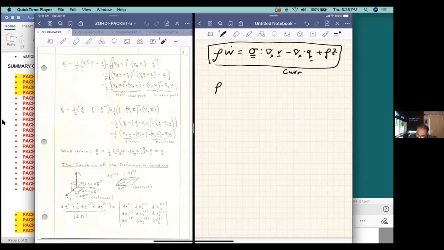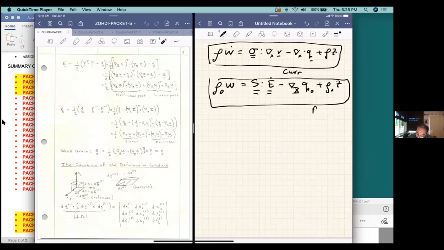And in the reference configuration, it's rho 0, W dot, S times E dot, and then, of course, we have the divergence with respect to big X of Q0 plus rho 0 times Z. Again, that's in the reference configuration, right?